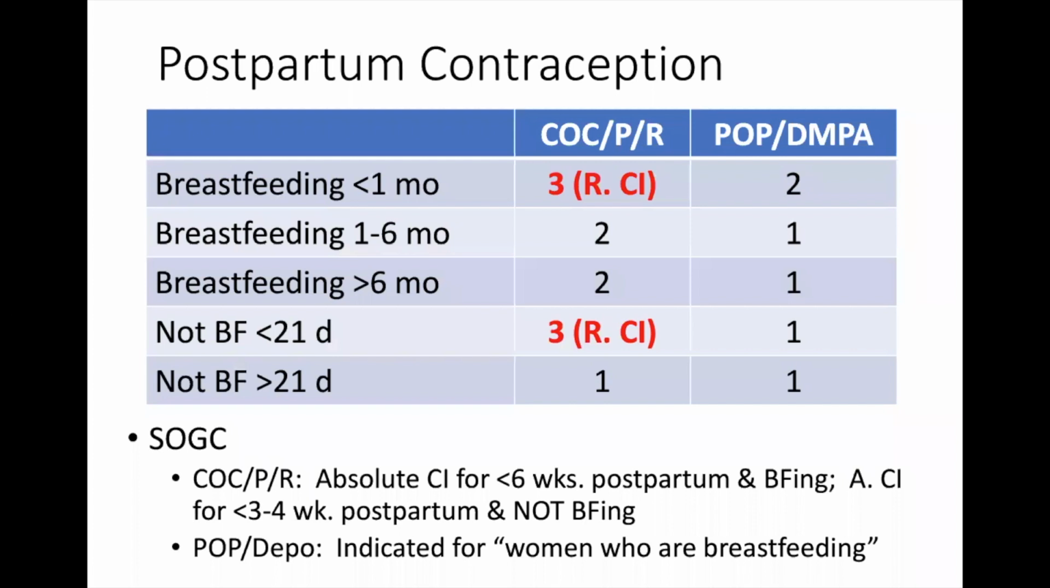Postpartum contraception: if less than 1 month breastfeeding, you can use combined, Depo or progesterone only. If she's breastfeeding from 1 to 6 months, then you can use the progesterone or the Depo. Breastfeeding more than 6 months, you can use any of the methods listed.